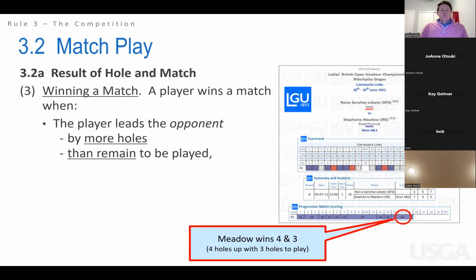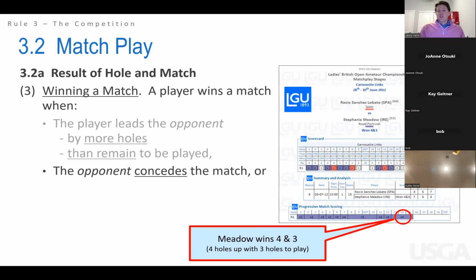Well, as we move on in the match, and maybe my opponent's won some holes, maybe I've won some holes, we're trading off, and we're tying some holes. We eventually have to figure out who's going to win this match. We win the match when we lead the opponent by more holes than remain to be played. Again, in this example, we see on that scorecard there are 3 holes left to be played. One player is up by 4. There's no possible way that opponent can come back, even by winning all the remaining holes. So because the player is up by more holes than remain to be played, that match is over. We've determined a winner.